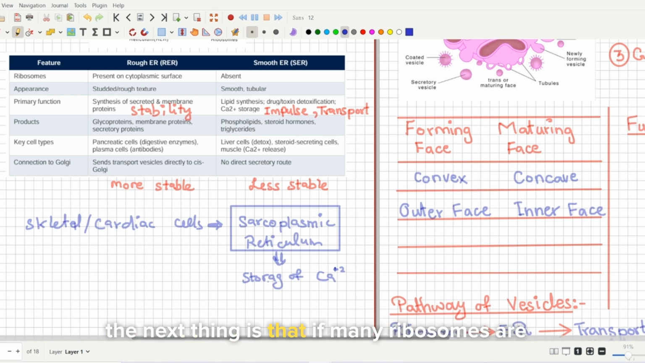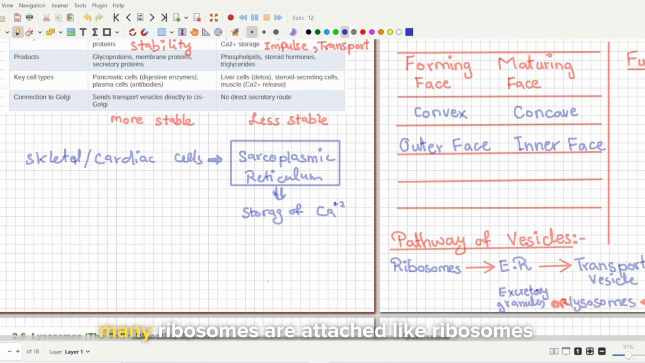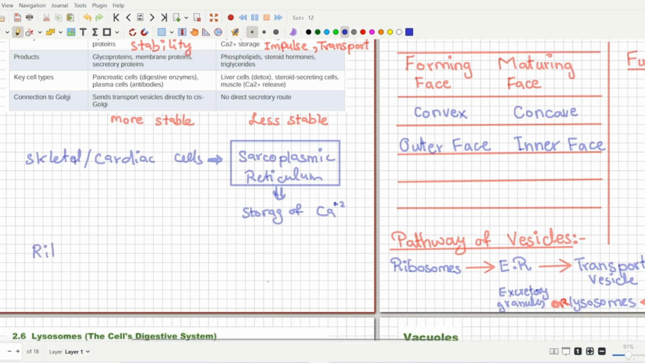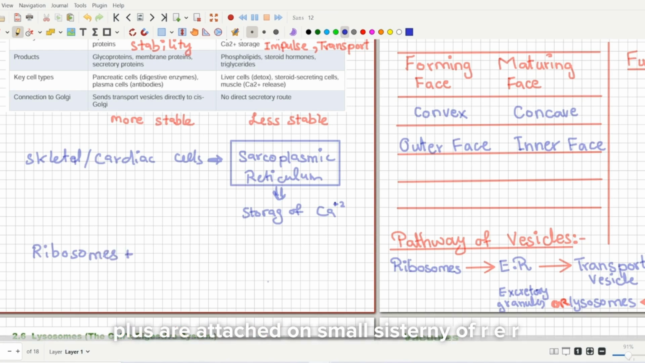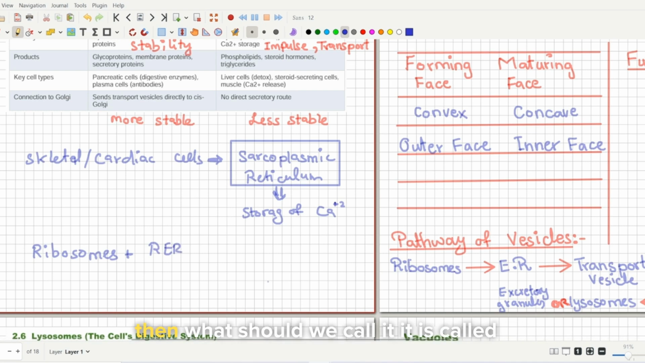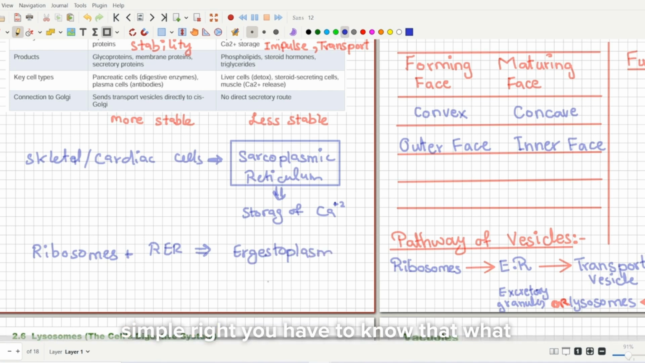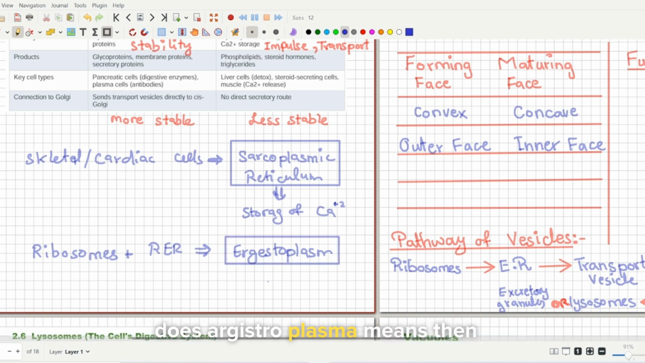The next thing is that if many ribosomes are attached on a small cisterna of RER, then it is called Ergastoplasm. What did I say? If many ribosomes are attached on small cisternae of RER, then what should we call it? It is called Ergastoplasm. Simple, right? You have to know what Ergastoplasm means.